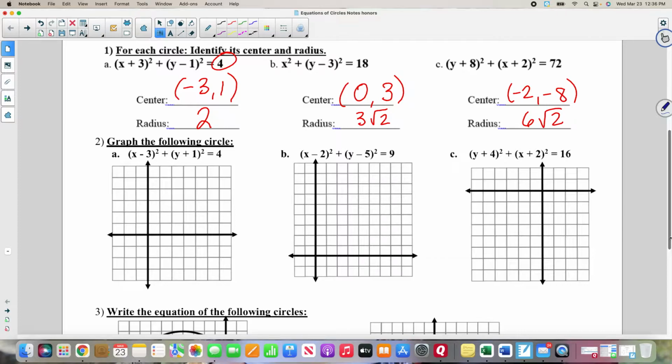So to graph a circle, what you're going to do is graph your center. My center here is (3, -1). So go to (3, -1) and put a point. My radius is 2, so you're going to do 4 points. You're going to go up 2, down 2, then left 2 and right 2.